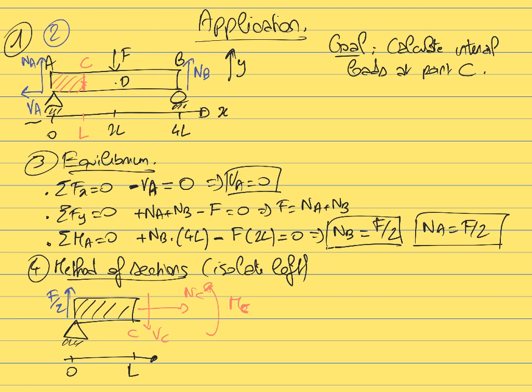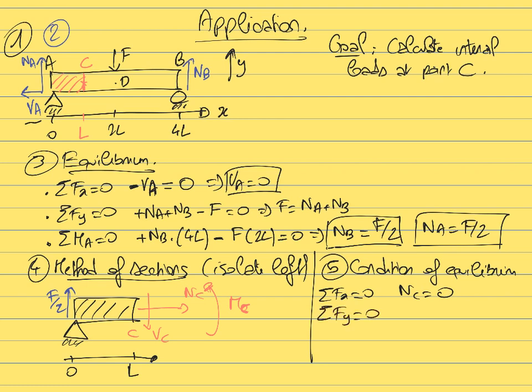So now the last thing that we need to do is to write the condition of equilibrium for the new section that we are isolating. So we write the condition of equilibrium for the left part that we have isolated. So again, sum of the forces along the x-axis is equal to 0. In this case, the only force that we have along the x-axis is NC. Sum of the projection of the forces along the y-axis is equal to 0. So what do we have?